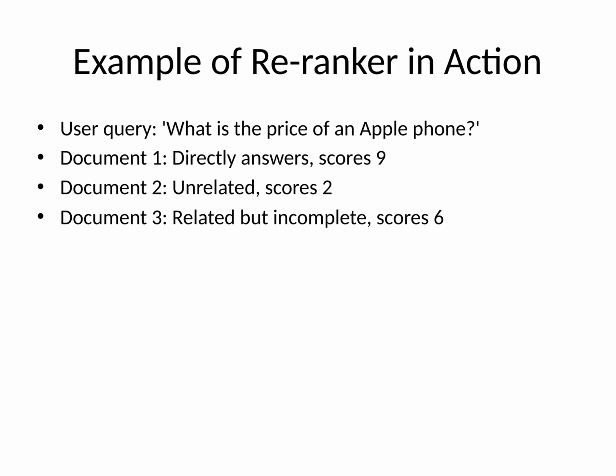Consider a user asking, "What is the price of an Apple phone?" Document 1 directly answers and scores 9. Document 2 is unrelated, scoring 2, while document 3 is related but incomplete, scoring 6.